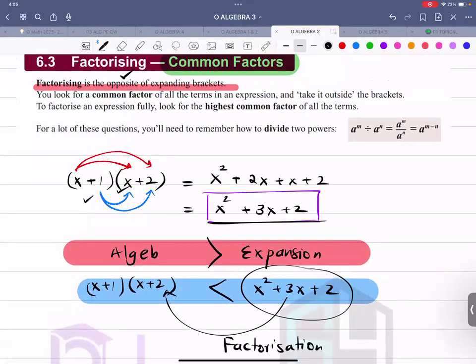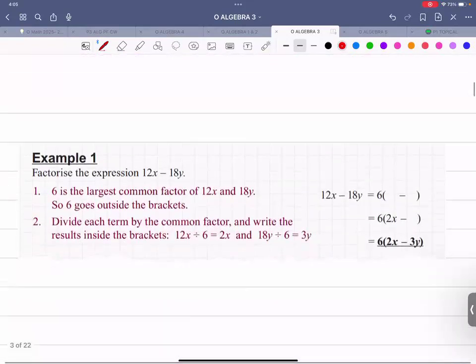Now, what else does it say? You look for a common factor for all the terms in an expression and take it outside. So this is the keyword, that is taking it outside the brackets. To factorize an expression fully, look for the highest common factor of all the terms. For a lot of these questions, you will need to remember how to divide the power. That means it is related with indices also. So now let's get started with the basic idea.